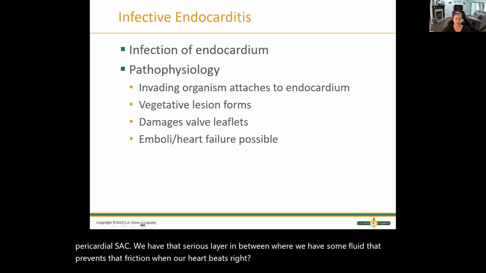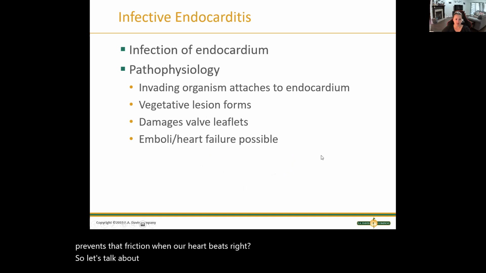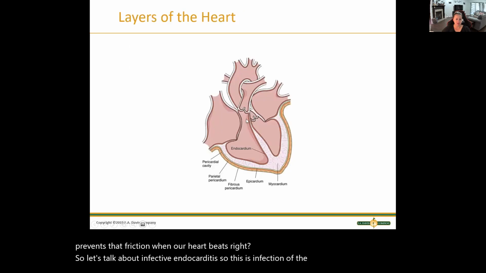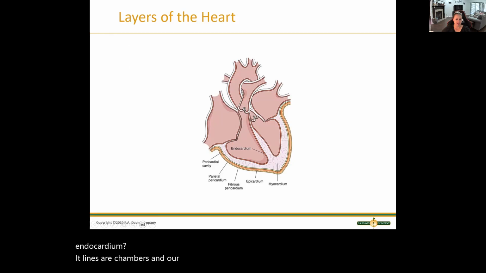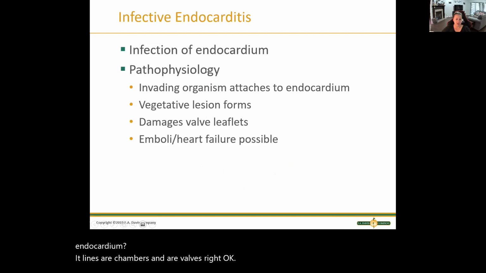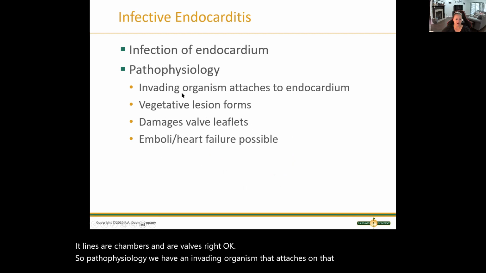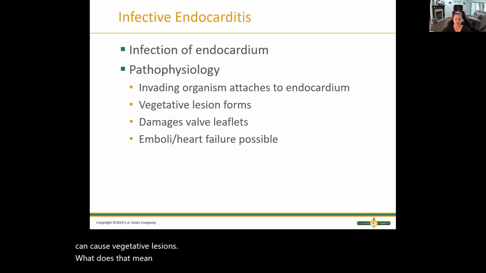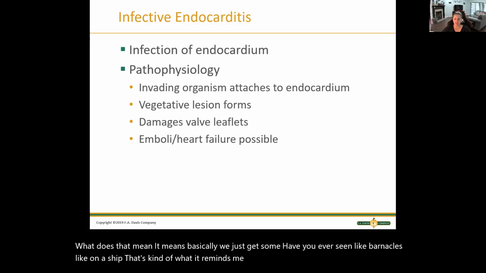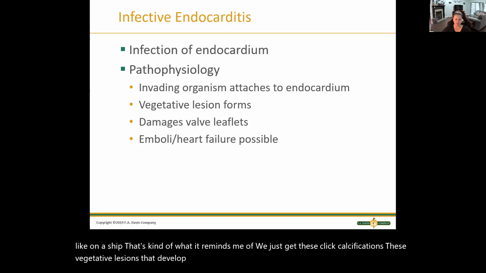Okay. So let's talk about infective endocarditis. So this is infection of the endocardium. Where's our endocardium? It lines our chambers and our valves, right? Okay. So pathophysiology, we have an invading organism that attaches on that endocardium. This can cause vegetative lesions. What does that mean? Have you ever seen barnacles on a ship? That's kind of what it reminds me of. We just get these calcifications, these vegetative lesions that develop on the valve leaflets.